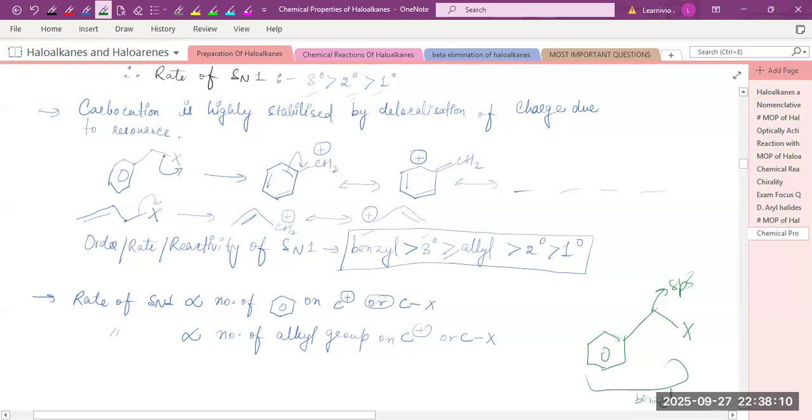So what happens when this X leaves, because it's a good leaving group? It will pull all the electron density towards itself, and this carbon will acquire a positive charge. You can show it like this: partial positive charge over here, and X removed. Now you can see this is a benzene ring with CH2 plus.